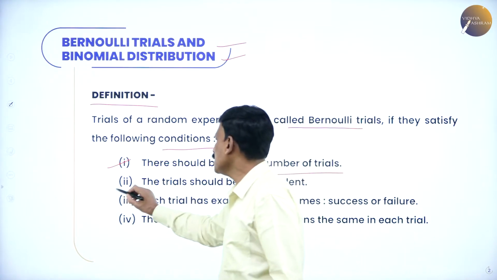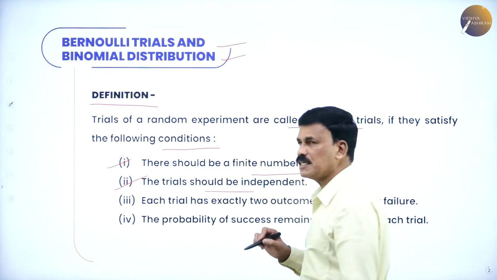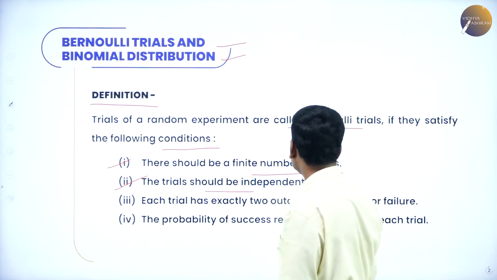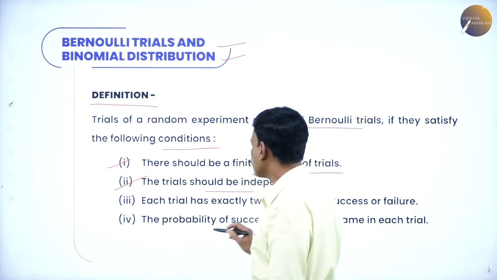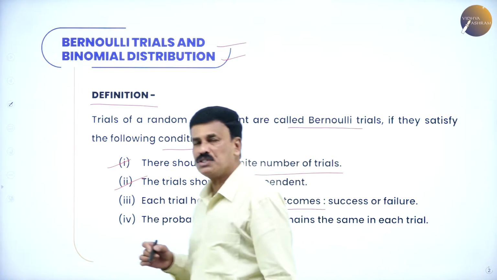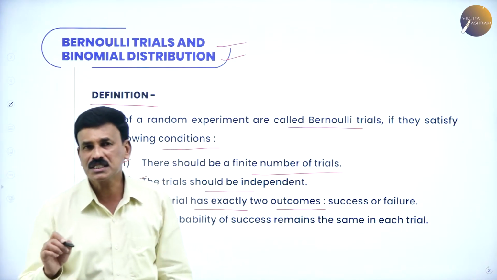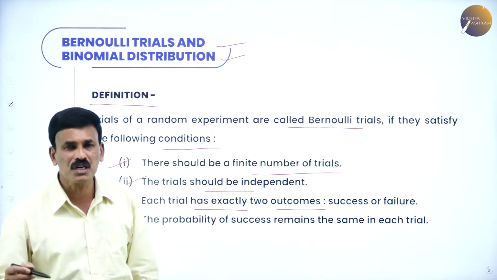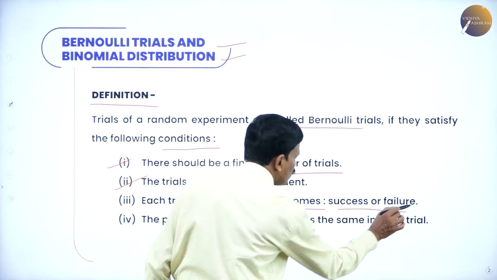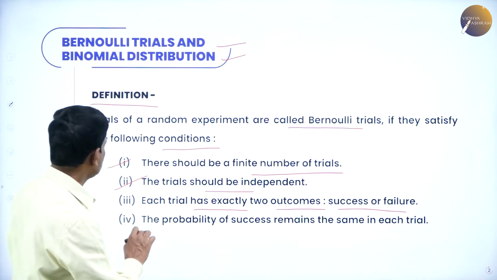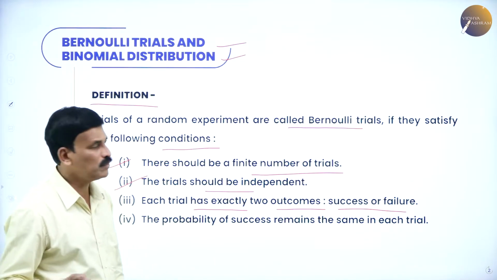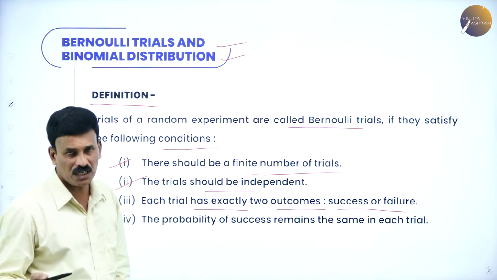And the second one is that the trials should be independent. It should not depend upon any other. So, the trials are independent trials. Next, each trial has exactly 2 outcomes. The 2 outcomes may be success or failure. So, each trial has exactly 2 outcomes, which may be a success or a failure.